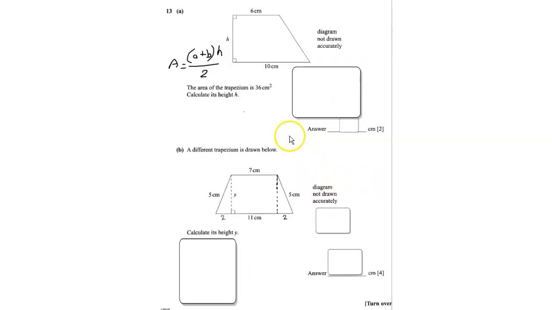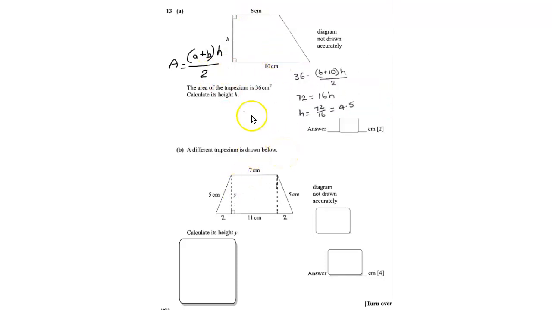So for question 13, it's an area of a trapezium. You'll find that formula in your formula sheet on your GCSE. But the formula is the area equals A plus B in brackets times the height divided by 2. A and B are basically the parallel lines that you have on your trapezium. So 6 and 10 would be the A and B part of it.